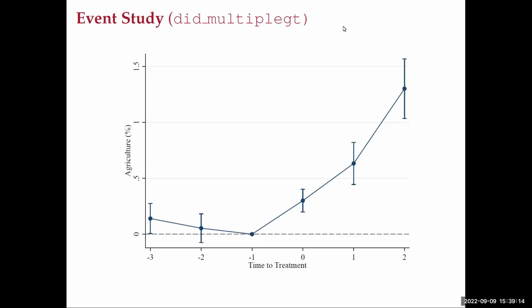So this is what we call an event study. This is for the percentage of the reservation that's in agriculture. This is the first period before settlement. This is the first period after settlement. And this is what we call the pre-trends, and each of these coefficients is basically the difference, controlling for all the stuff I've talked about. We're controlling for the difference between the untreated and the treated reservation.